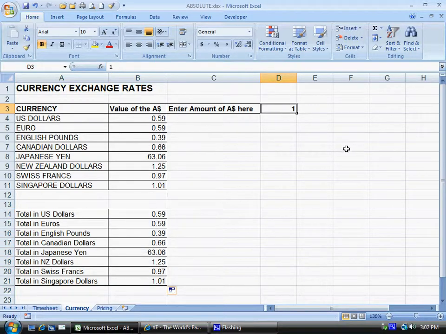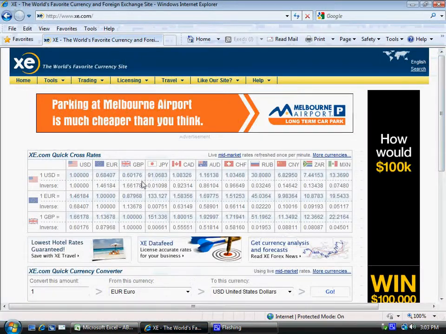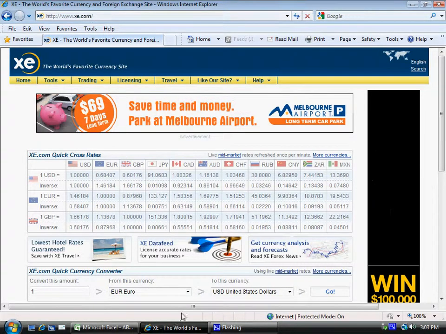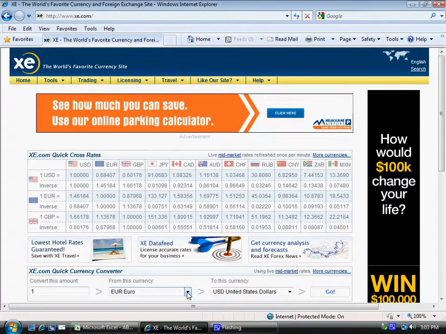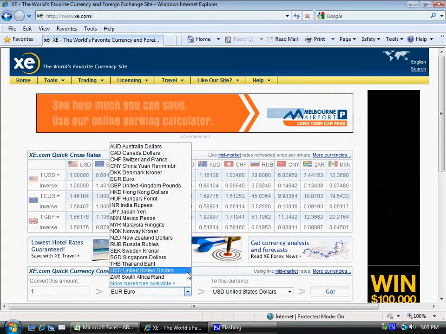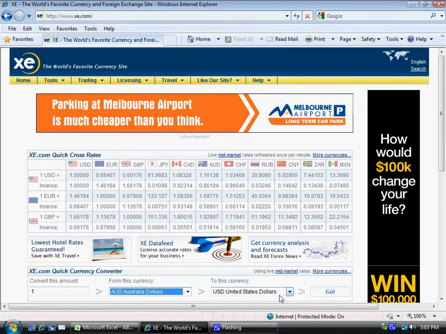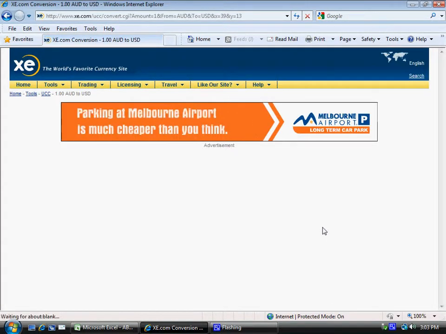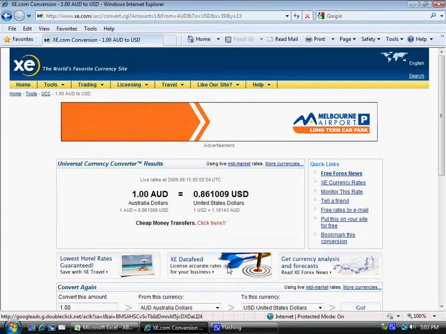If I change that number 1 to the number 1,000, I can see $1,000 Australian when the exchange rate was 59 would have given me $590 to spend at Disneyland. I've opened up a web page called www.xe.com. Down the bottom of this there's a spot here to change the different currencies. I'm going to choose Aussie dollars to US dollars and hit go. And this afternoon, that's come in at 0.86.